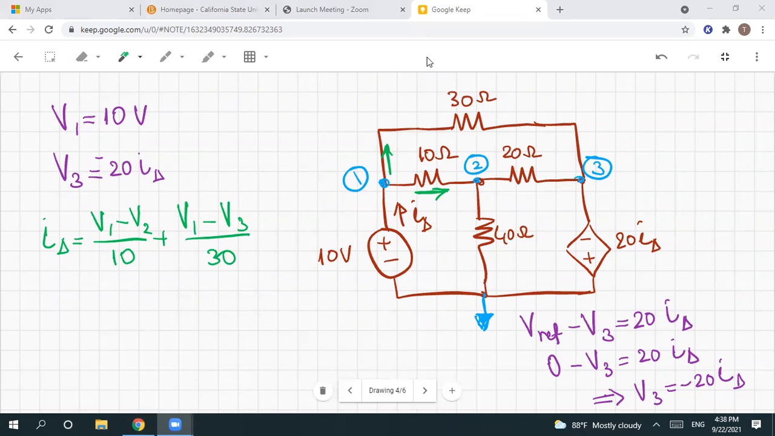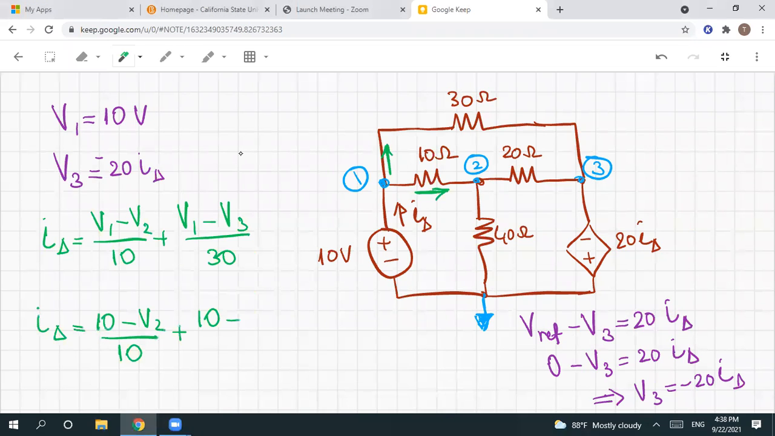And here I also have V3 that I want to replace by this value, V1 by this value. So I delta will be equal to V1, which is 10 volts, minus V2 over 10, plus V1, which is 10 volts, minus V3, which is minus 20 I delta, over the resistance, which is 30.